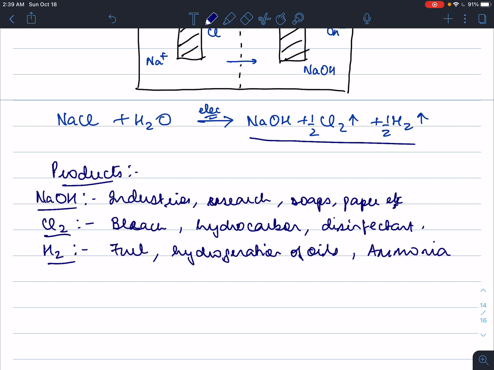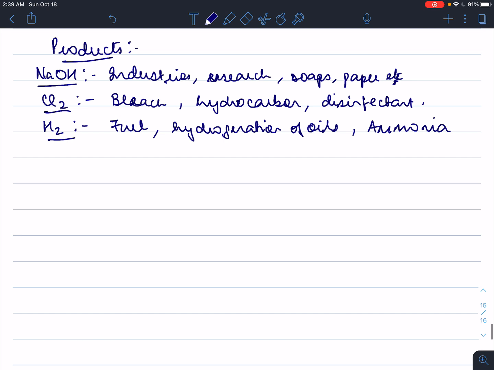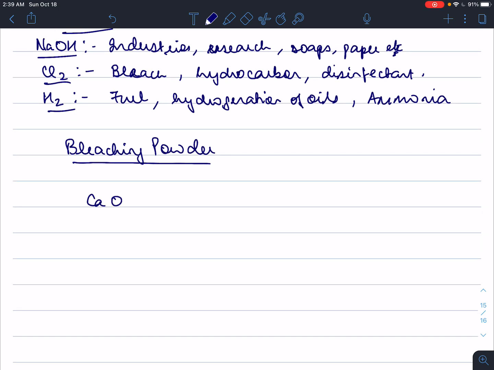Okay? So we spoke about bleach. How do you make bleaching powder? Bleaching powder is another of those important chemicals that you can make from sodium chloride. So let's speak about bleaching powder. Bleaching powder is formed when you take calcium hydroxide and you pass the chlorine gas that you got from the Chlor-Alkali process. That will give you CaOCl2.